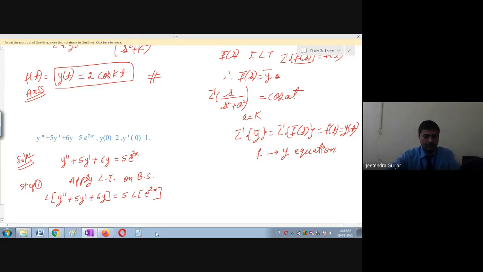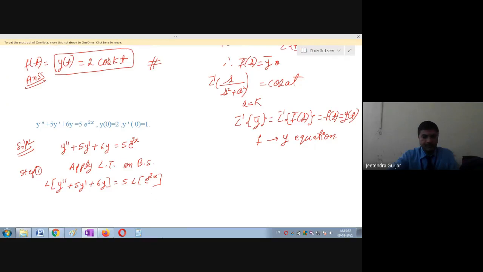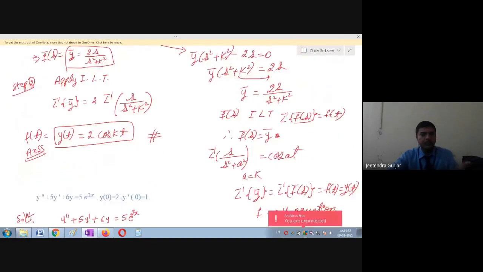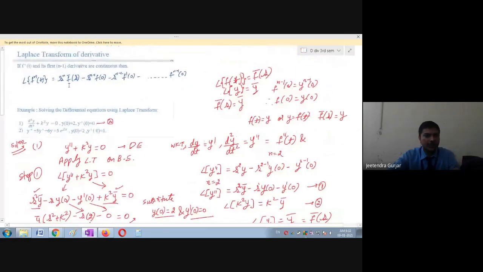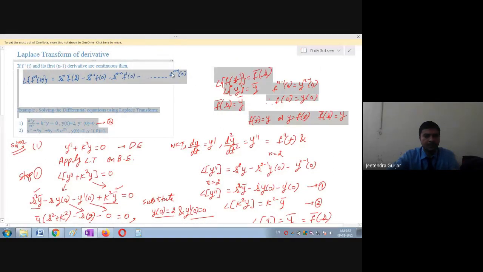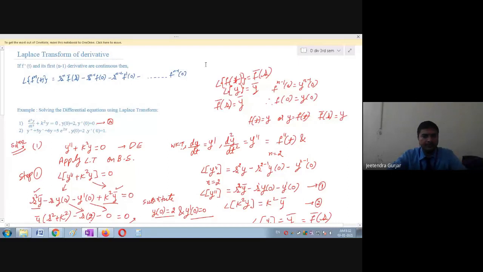Okay. Now we'll see one by one. So I will write using the formula. So you can write down this formula, a very very important formula. Okay. Just wait. I'll just take this formula.